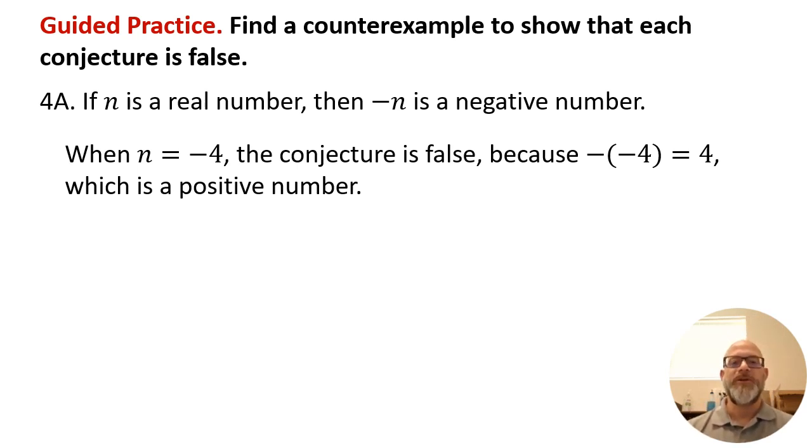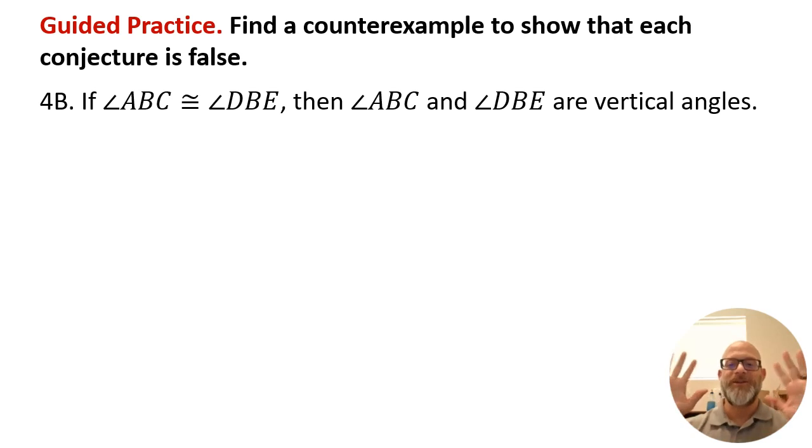If n is a real number, then negative n is a negative number. Can you think of a counterexample? Well, sure. N equals any negative number, like -4. If you plug in -4 for n, you get negative of -4, which is 4, and that clearly is not a negative number. All right. You try this one. Promise I won't click any buttons.